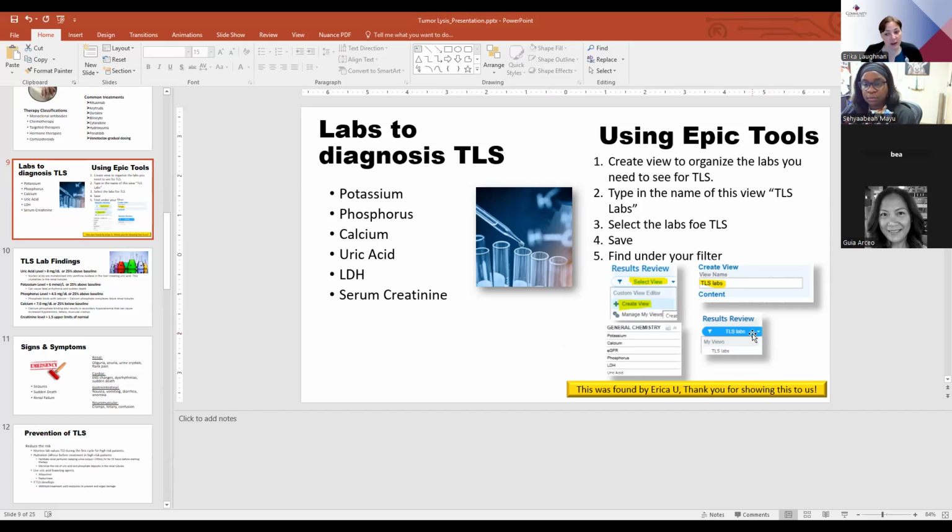If you select those labs and then you hit save, it'll keep it as a defaulted filter for your patients, and it doesn't matter what patient you're in. If you want to see TLS labs on any patient, you just go to your lab results review, and then you select the filter that you applied, and it'll show you just those labs for that patient. So it's a really good way to filter out what you need in a bind.